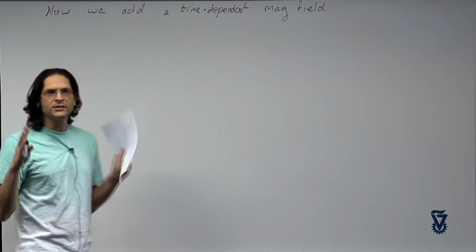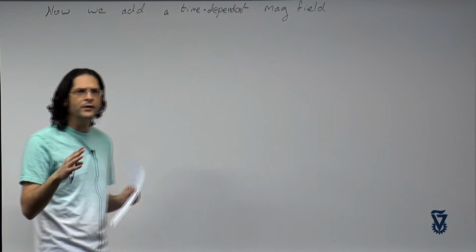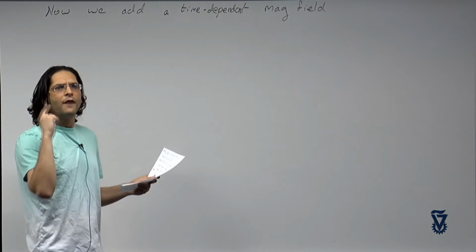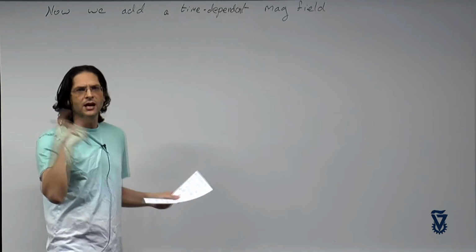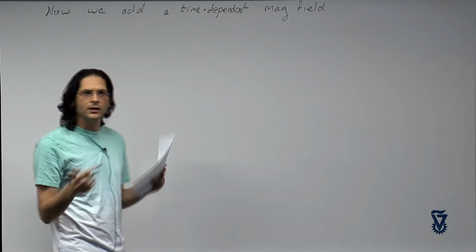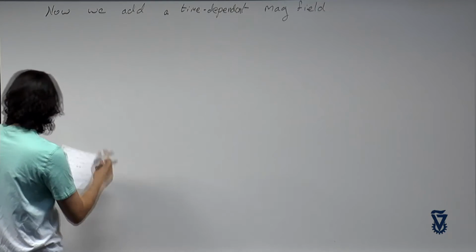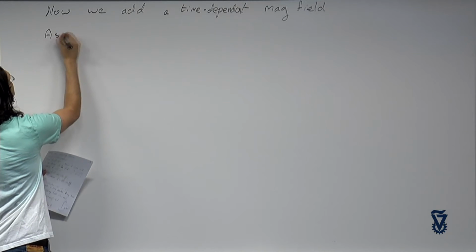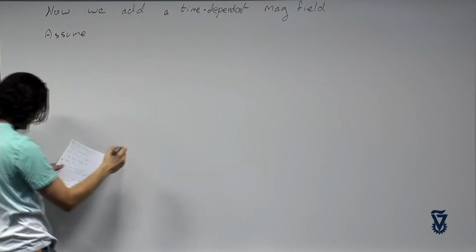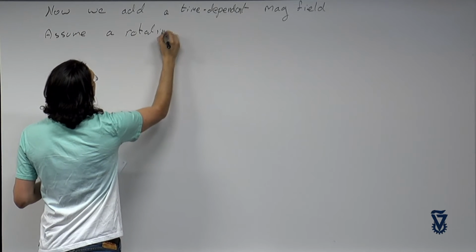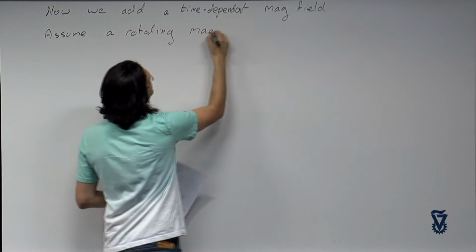Okay. In a real system, it's going to be a linear field, but a linear field is just a superposition, or a combination, of a field that is rotating in one direction and in the other direction. But for the simplification of this example, we're going to assume that it's rotating. Okay? So we're going to assume a rotating magnetic field.